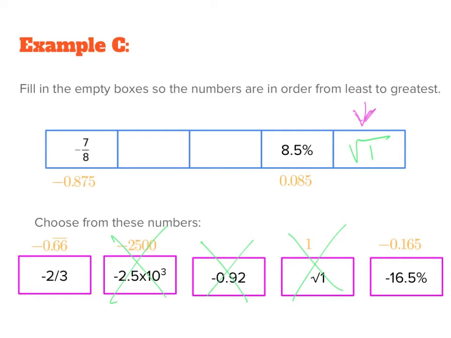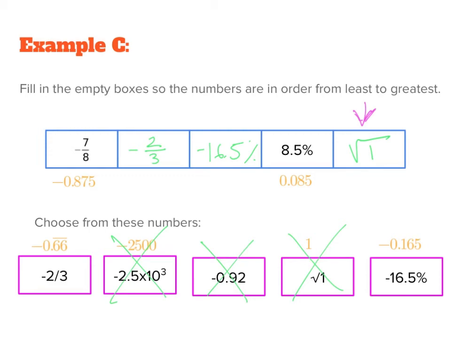So now I just have to figure out the order of those two answers, and that way I can figure out which one goes in the boxes first. So which one has less value, the negative 0.66 or the negative 0.165? The negative 0.66 is like owing somebody 66 cents. The negative 0.165 is like owing 16 cents. I'd rather owe the 16 cents. So I know my negative 2/3 is going to be the one that is the less value. So that's going to go right up next to the negative 7/8. And then negative 16.5% is going to be the other one in that box. So now I filled it in. It looks from least to greatest, and I've eliminated the ones that don't work.